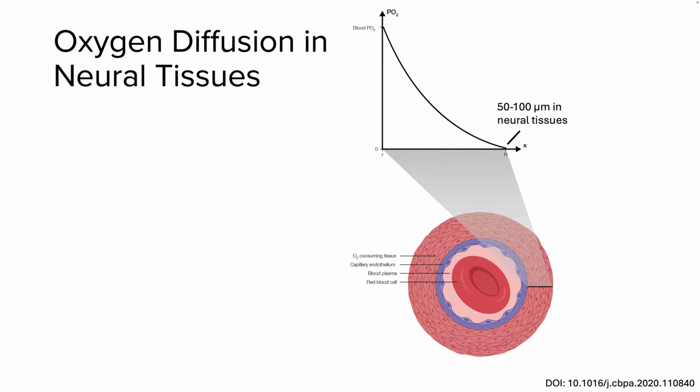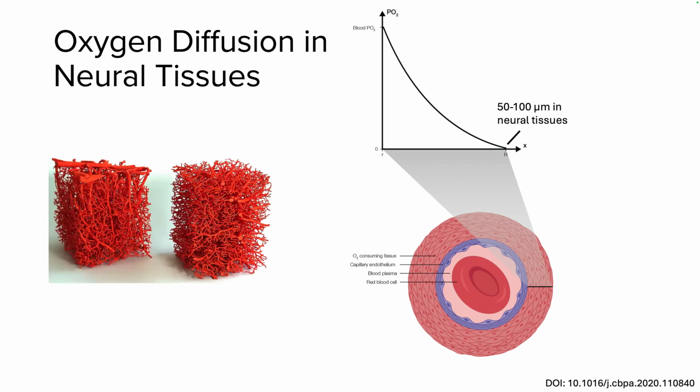So that means that highly metabolically active tissues need to have a dense network of blood vessels to ensure short diffusion distances, such that all cells get the oxygen and nutrients that they need in order to function. If we look at a highly metabolically active neural tissue such as the brain, we see very, very dense networks of blood vessels that deliver those needed oxygen and nutrients to the brain.